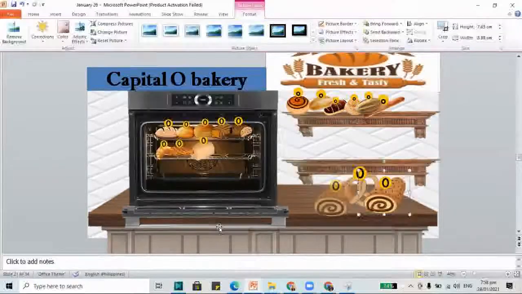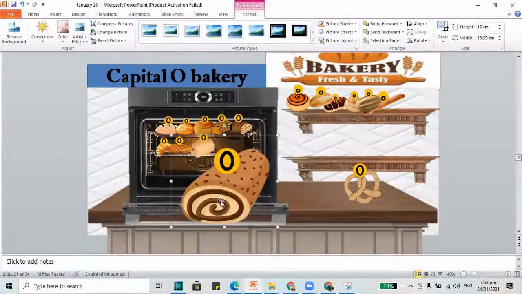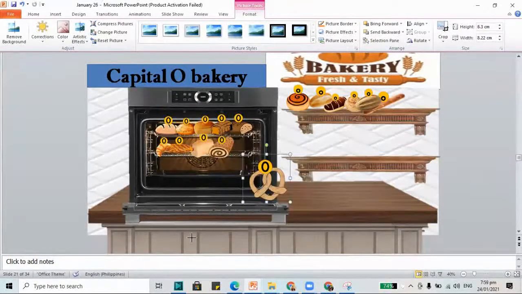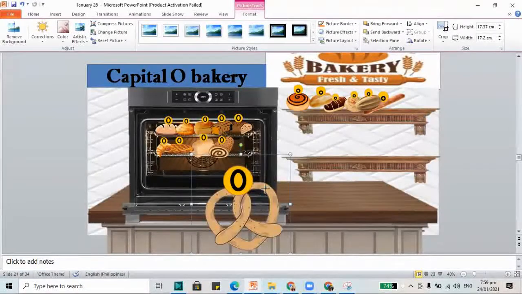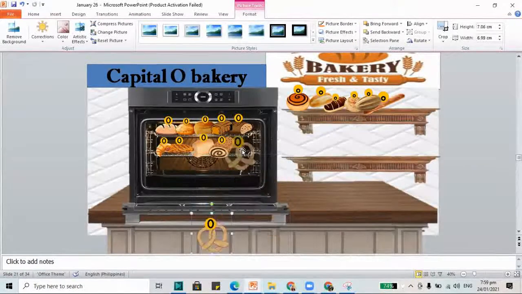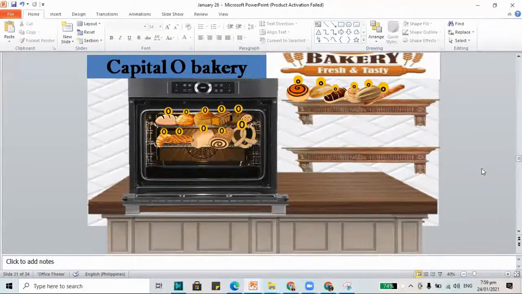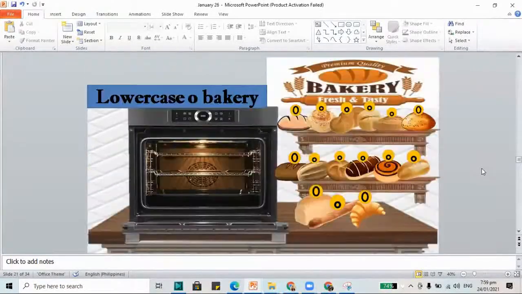Another bread, do we have capital O? Yes, this is capital letter O. And the last one, do we have capital O? Yes, this is capital letter O. We placed all our capital O breads in the oven. How about the next set of letters? This time we have our lowercase o. Let's put all the lowercase o in the oven.